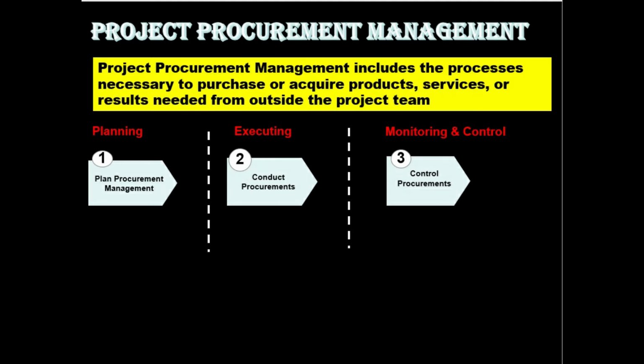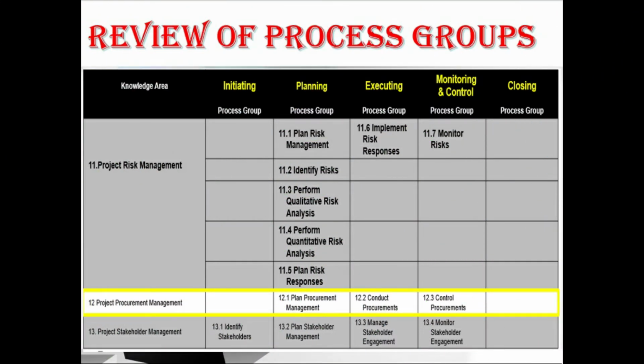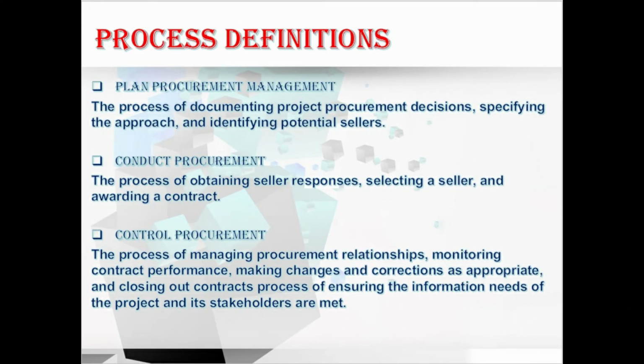We have three processes in this procurement management knowledge area: plan procurement management, conduct procurements, and control procurements. Let's go through the definition of each. First, plan procurement management: the process of documenting the project procurement decisions, specifying the approach, and identifying the potential sellers. Coming to conduct procurements: the process of obtaining the seller responses, selecting a seller, and awarding a contract.